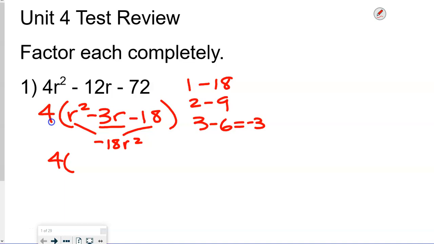So that means that I'm going to put r here and r here, because that's what I put down there for my factors, and then I'm going to do plus 3 and minus 6. Okay.